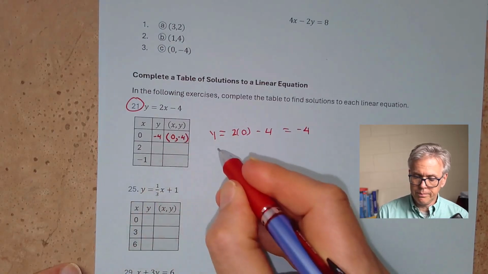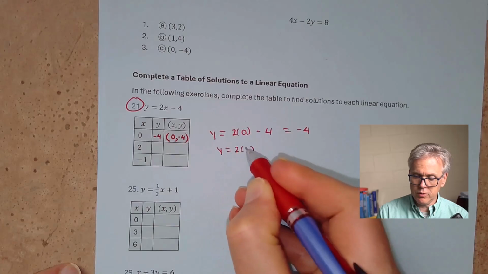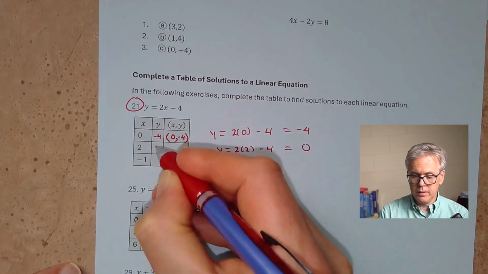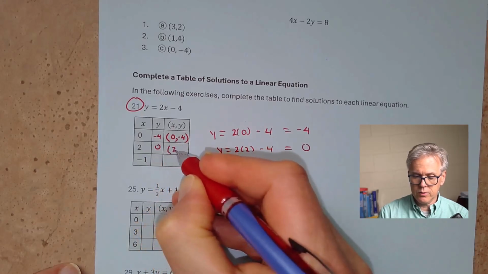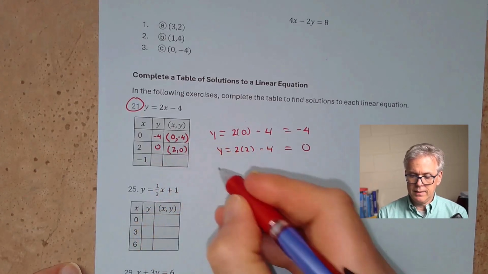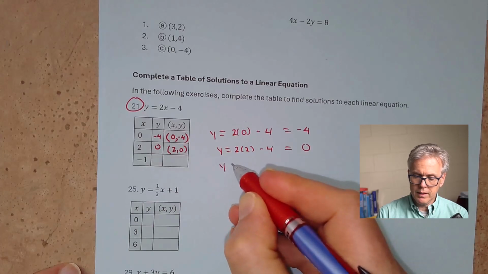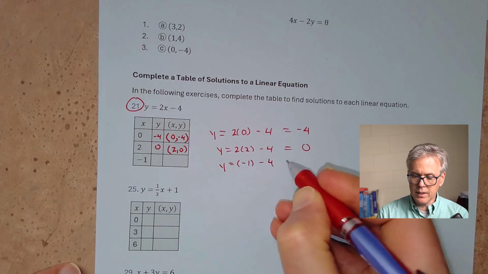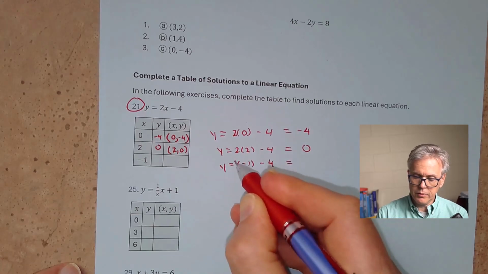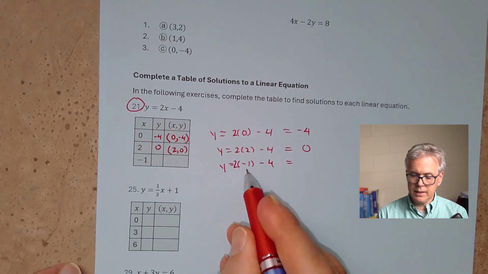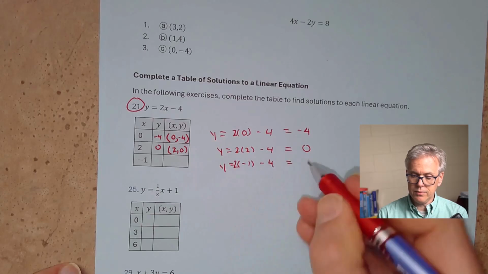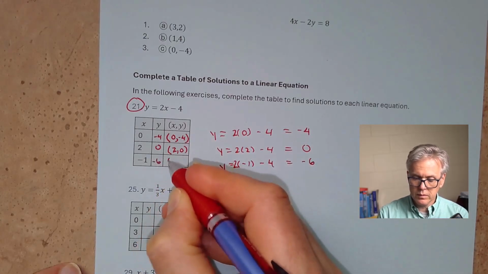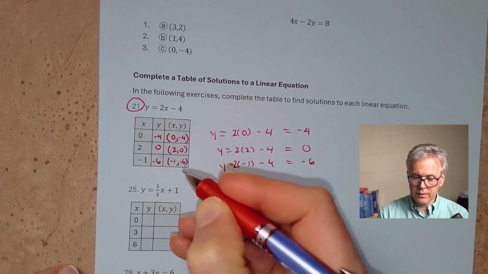How about 2? Y equals 2 times 2 minus 4. Well, 2 times 2 is 4, minus 4 is 0. So my next point is 2 comma 0. And then they've given me one more, negative 1. So all I'm doing is plugging in these values for x to see what I get. Oop, left off my 2. So 2 times negative 1 is negative 2, minus 4 is negative 6. So negative 1, negative 6.